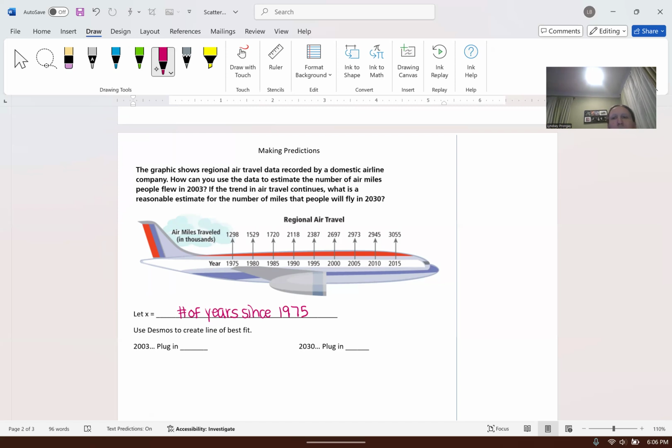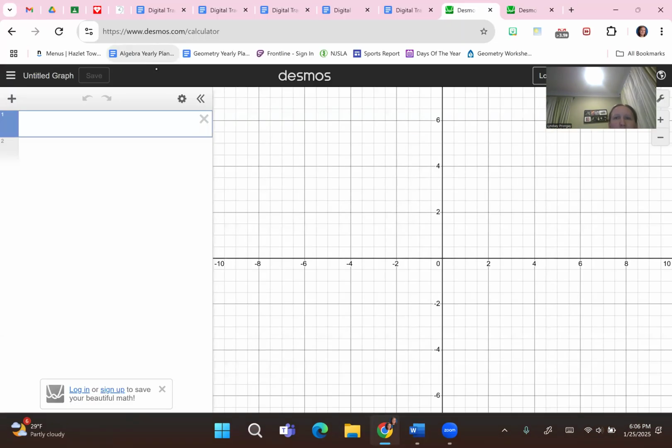Which means when we go to make our equation, once again, our X isn't going to be the actual year. So for the first one, 1975, that would be an X of 0 because no years have passed since 1975. 1980 would be an X of 5, and then 10 and so forth as it keeps going. So we're saying X is the number of years since 1975, and then we can adjust our X values from there. So we are going to use Desmos to create our line of best fit. So I'm going to hop over to Desmos.